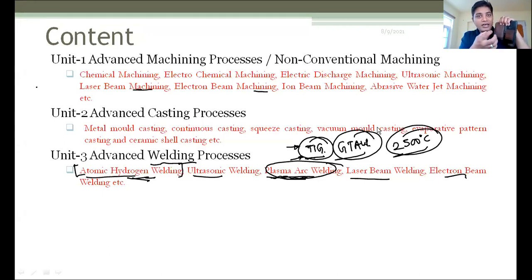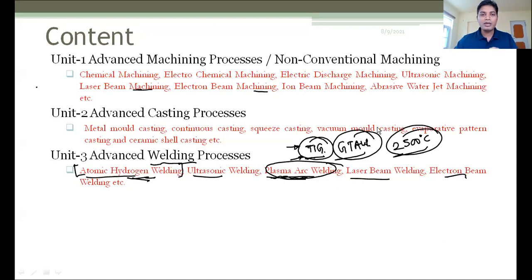If material is removed from this area, it means some amount of material is removed from this side as well as this side. When solidification takes place, the materials combine with each other and become solid. So joining takes place.